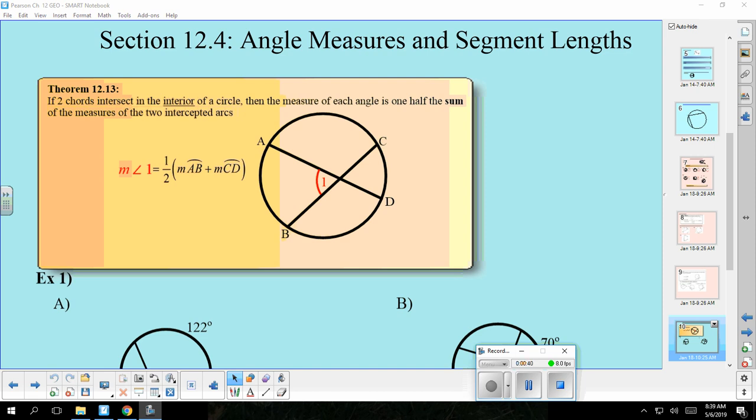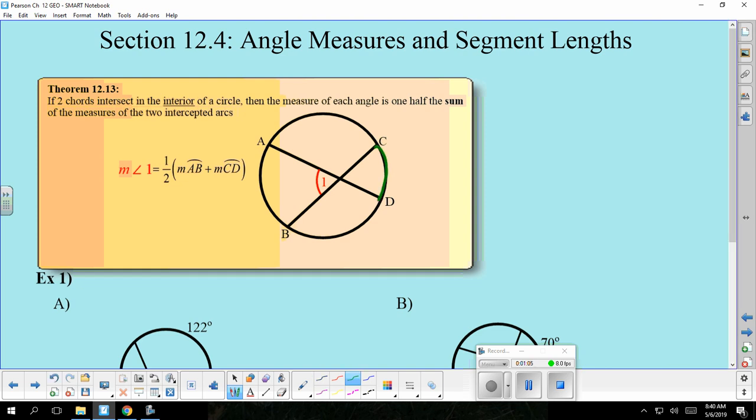All right, so if two chords intersect in the interior of a circle, so these don't necessarily go through the center, they just intersect in the interior, then the measure of each angle is 1/2 the sum of the two intersected arcs. So what I'm going to do is find the measure of CD and the measure of AB, add them together, divide by 2, and that's this angle right here.